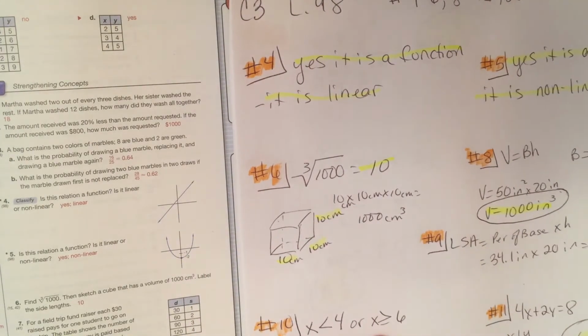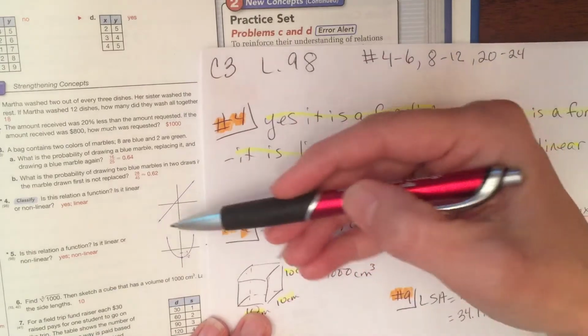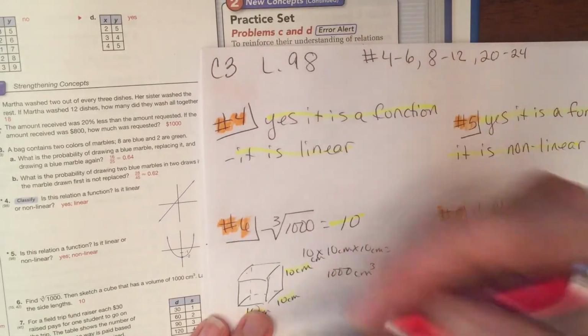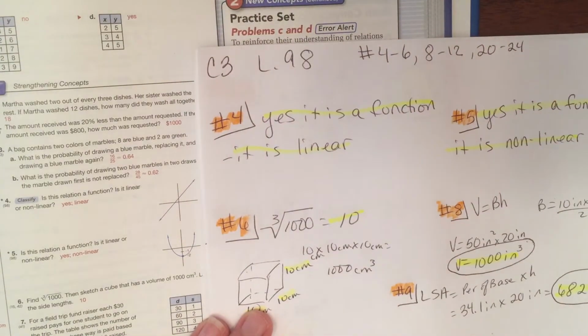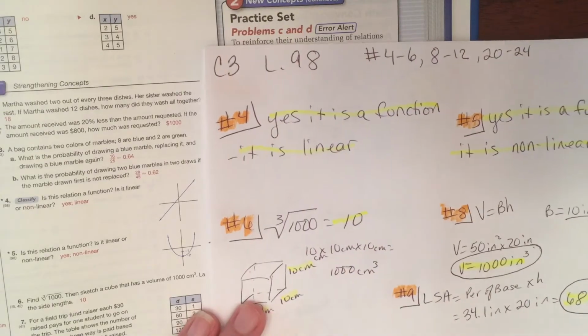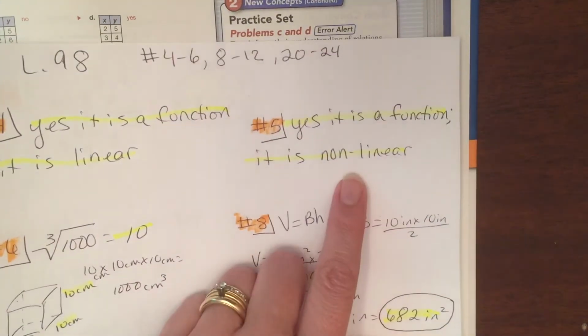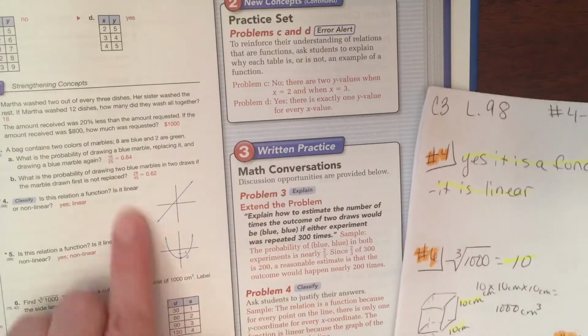Number 5. Do your vertical line test. Okay, it is a function. There's nowhere where I cross the graph of that line more than once. This one, though, is nonlinear. This is a parabola, not a line.